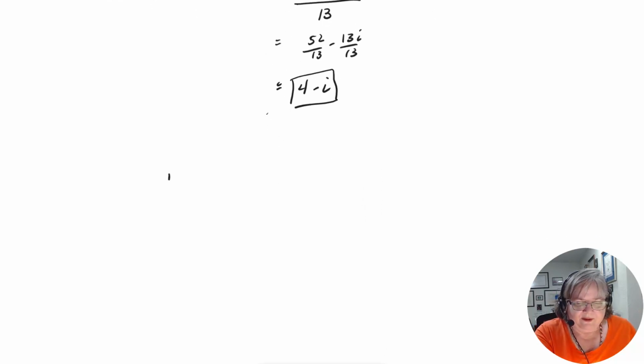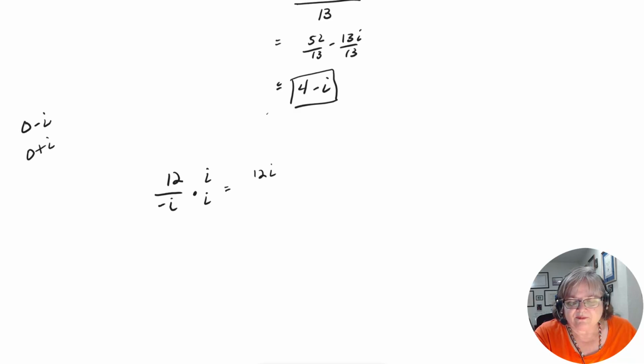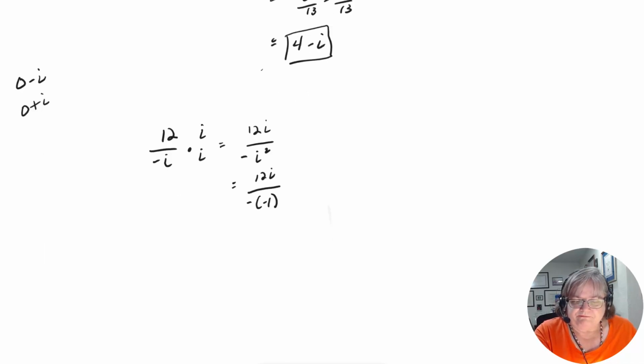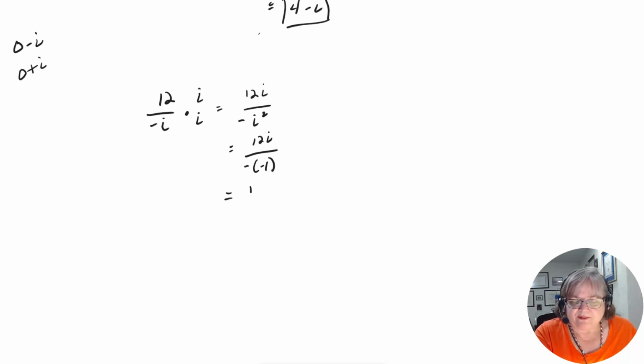Then if you have something like a monomial, you still multiply it by its conjugate. And negative i is 0 minus i, so its conjugate is 0 plus i. So this would be 12i over negative i squared. So this is 12i over negative 1, which is 12i over a plus 1, which is 12i.